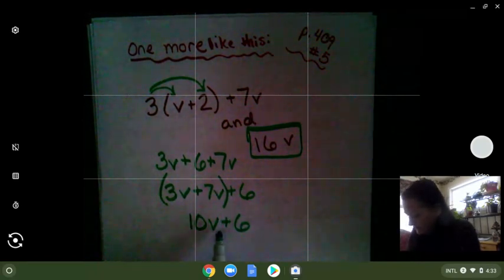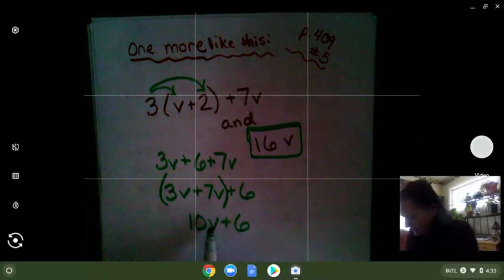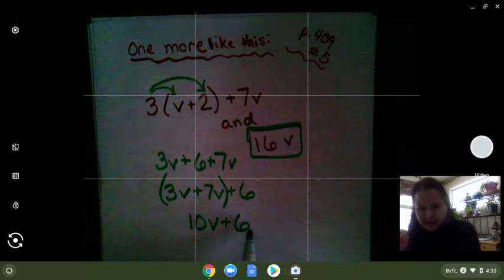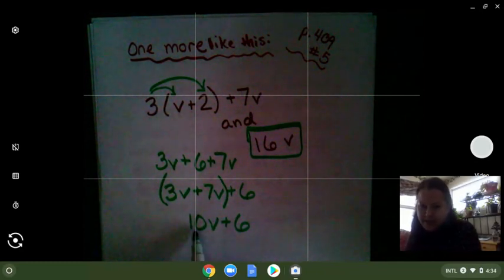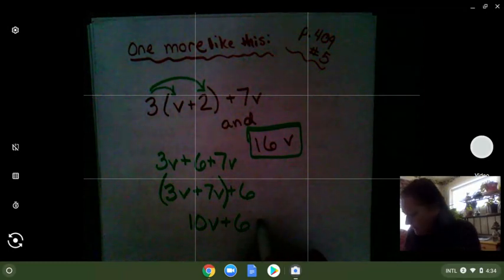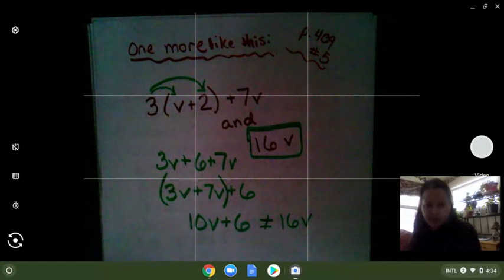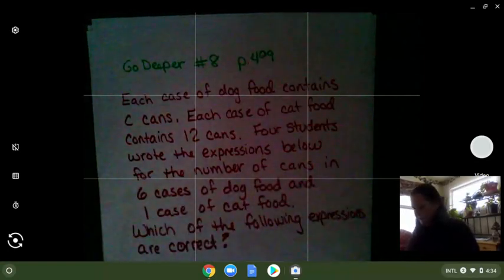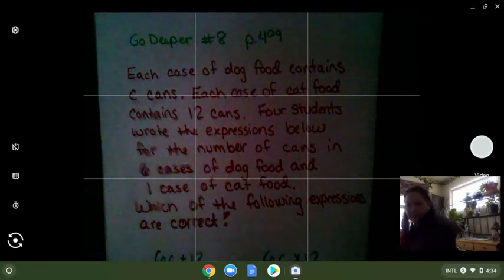Now, this is adding and this one's multiplying. If I add 6, I can't combine these terms because this one has a v in it, this one does not. So they are not like terms and can't be combined. I can't just add 10 plus 6 to get 16. So these are not going to be equal. Okay? All right.